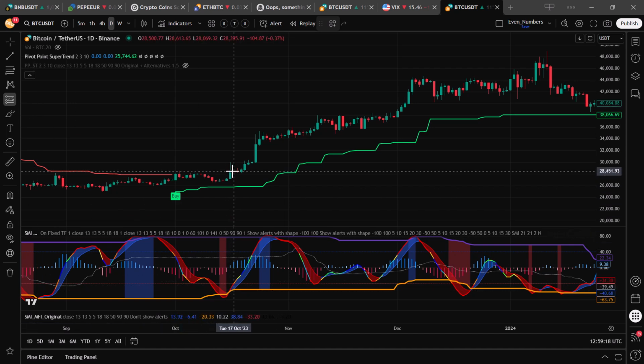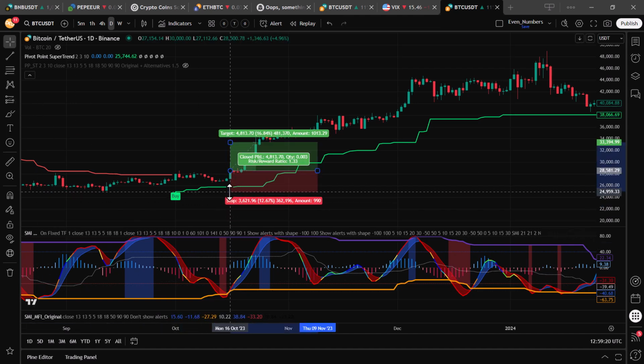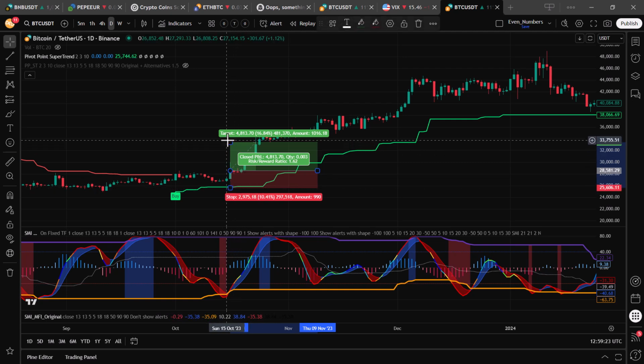Now the stop loss has to be set below the supertrend line, and you should set a profit target at a 1 to 1.5 risk to reward ratio.